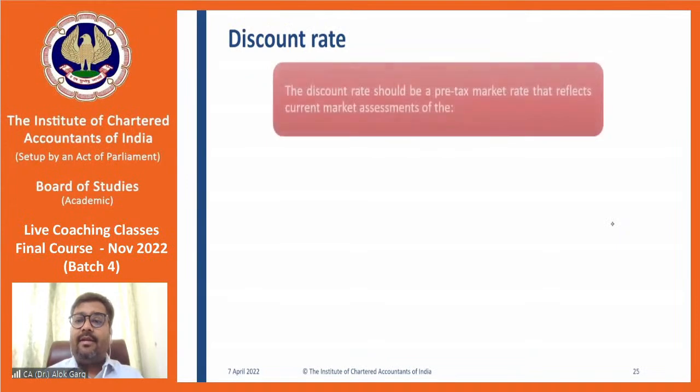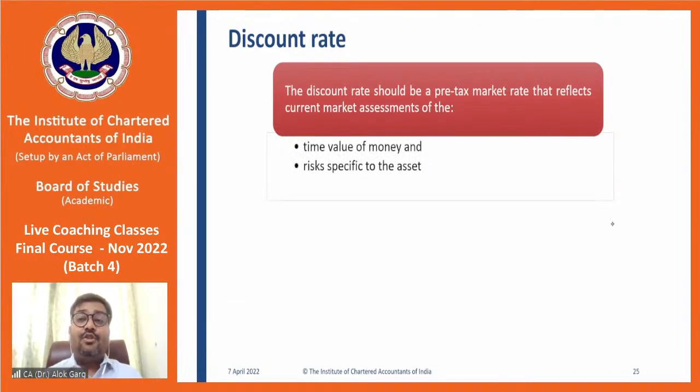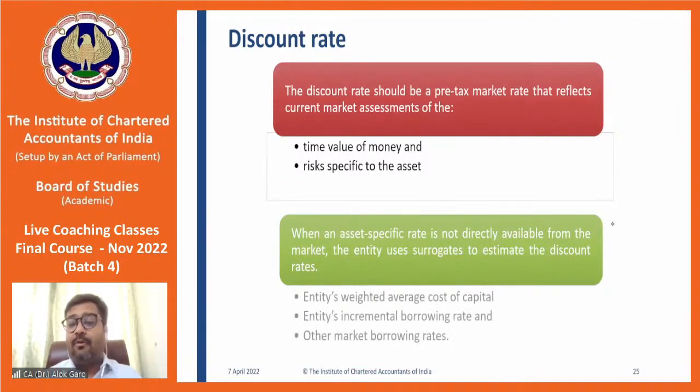Coming to the discount rate, sir, if I have to do the impairment testing for a building, do I need to take the discount rate appropriate to the building, or do I need to take a discount rate for the entire entity? So first of all, students, the discount rate should be taken for a particular asset, right? Discount rate should be taken for a particular asset.